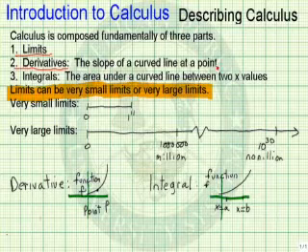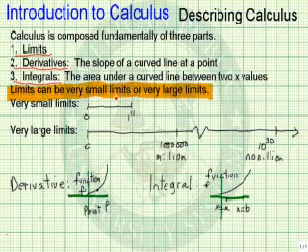Not a straight line. In the past we found the slope of a straight line, but we're going to extend that using the idea of limits. Finally, we're interested in the idea of an integral. This represents the area under a curved line between two x values. Not a trapezoid or a rectangle or a triangle or a nice geometric shape, but a curved line. Again, we need the idea of a limit to do this.